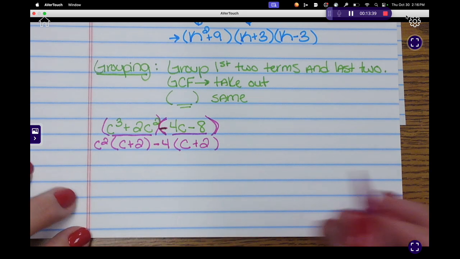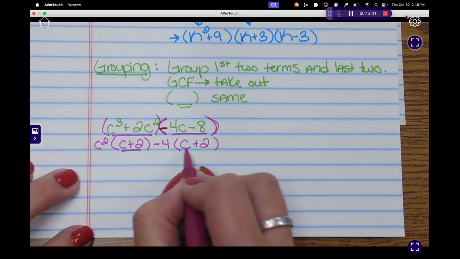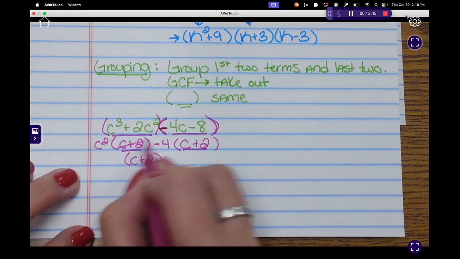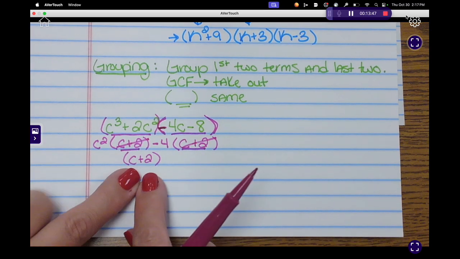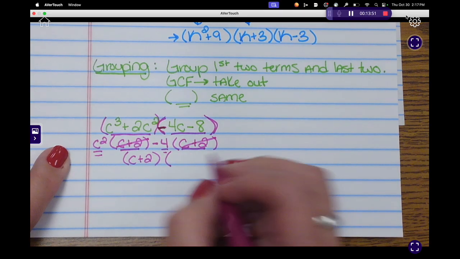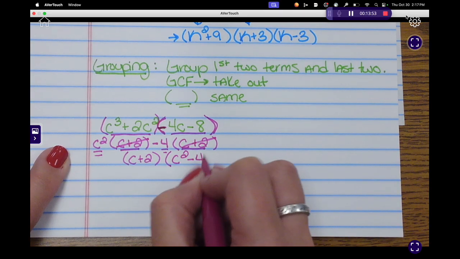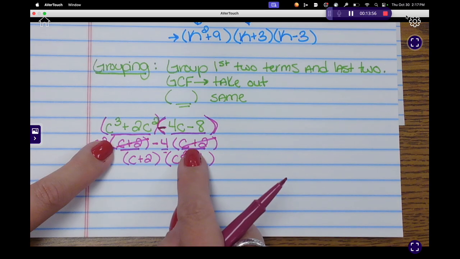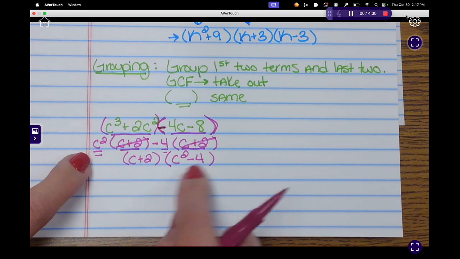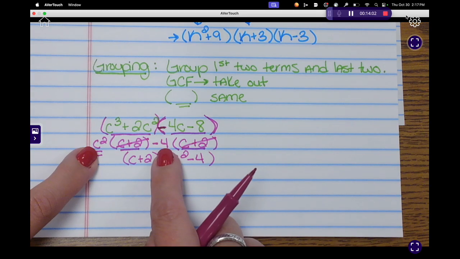Okay, so now looking at this, your parentheses should be the same because that is one of my factors. So you're going to write this as one of your factors. The other factor is what you took out, so that would be the c squared minus 4. So one factor should be in parentheses. It should be the same, and you write that down once. That's one of your factors. The other factor is what you took out on the outside.